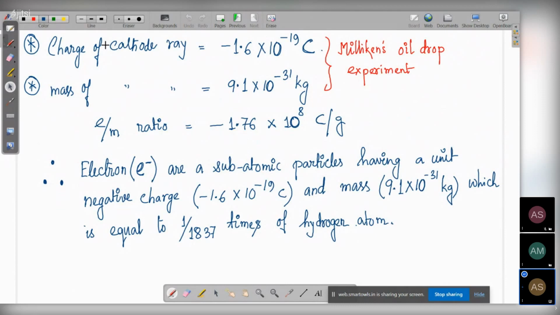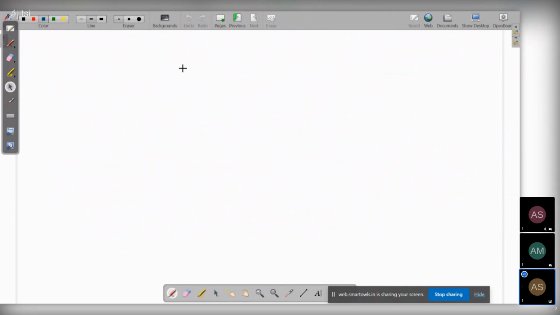So now again research started to happen. Now another scientist named Goldstein discovered the anode rays. Anode rays by Goldstein.